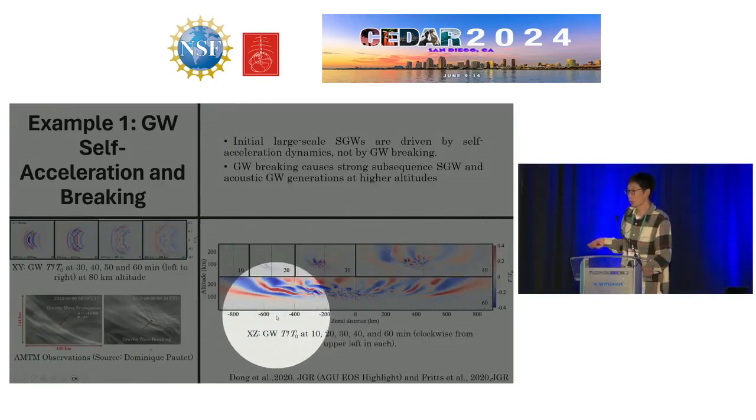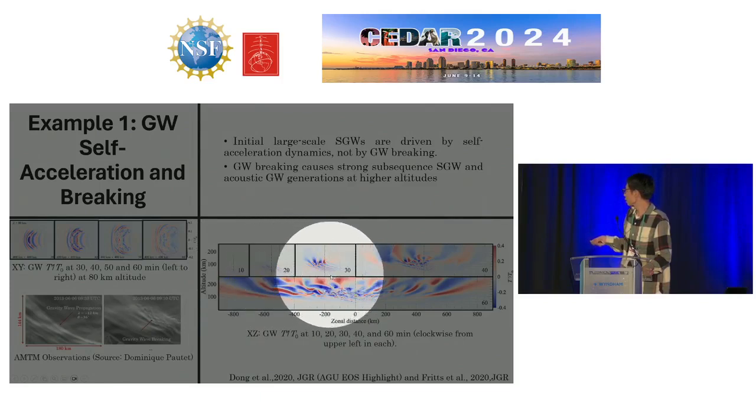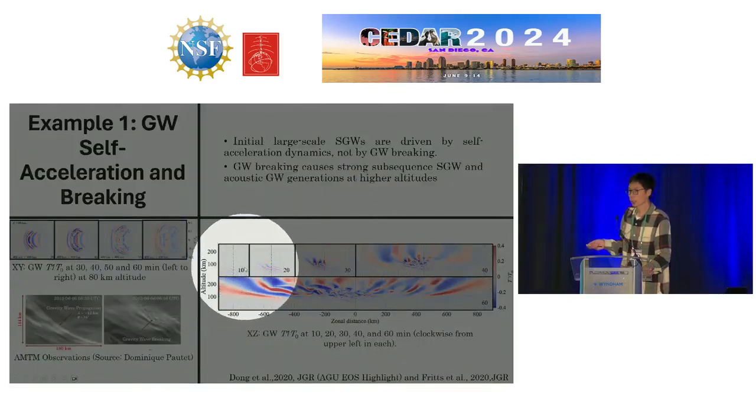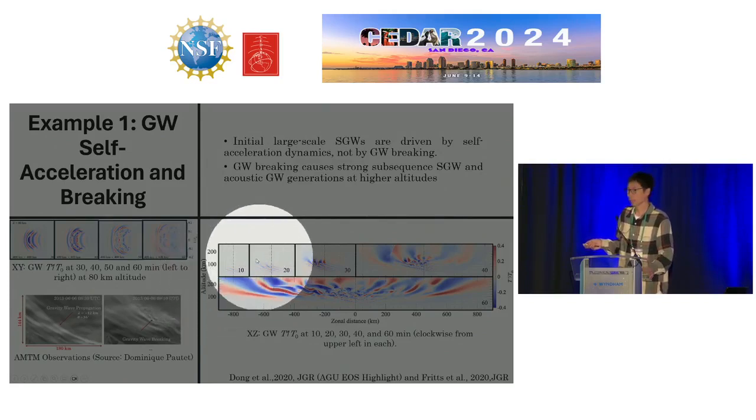In this figure, there are five individual panels, and each panel is at a different time. For example, this is at early times, 20 minutes, 30 minutes, 40 minutes, and 60 minutes. So at the beginning, we can see the gravity wave is almost linear. As a gravity wave propagates upward, gravity waves can deposit momentum into the mean flow. This means it can accelerate the mean flow. This acceleration can alter the phase speed of the gravity waves.